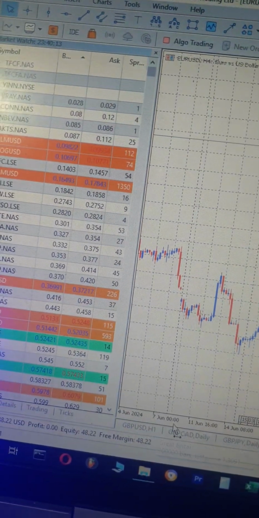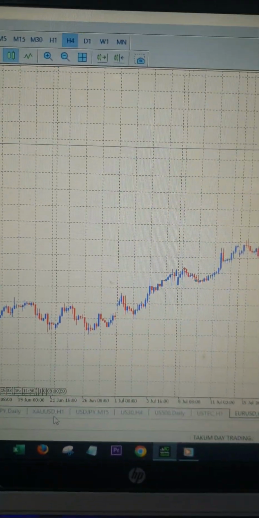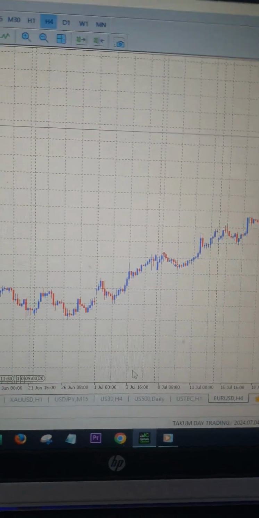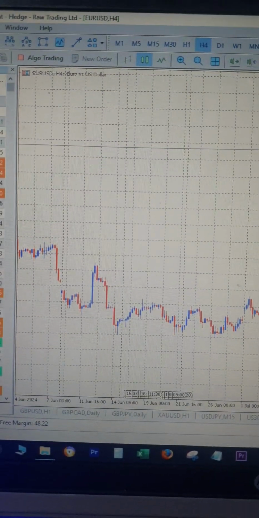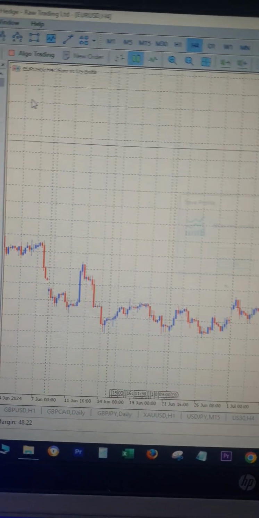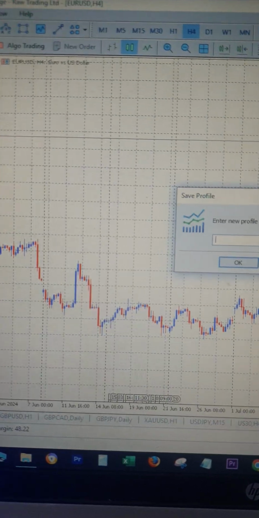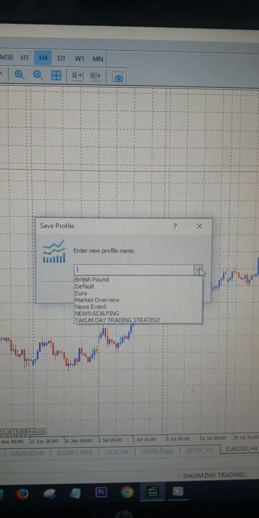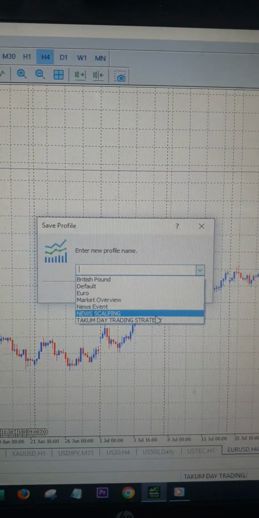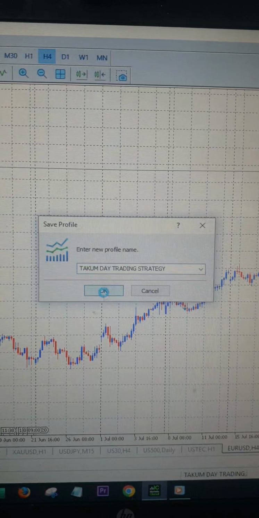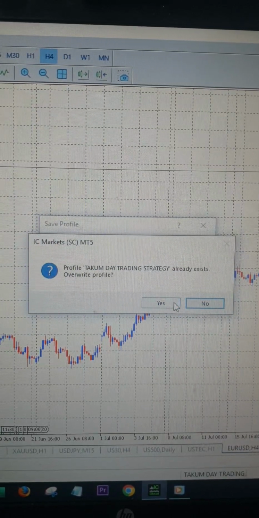So okay, guys, I think for now I have 1, 2, 3, 4, 5, 6, 7, 8, 9. Let me save this profile, and let me save this profile again. Save as. I'm going to maintain my profile as my day trading strategy. Save. Yes.